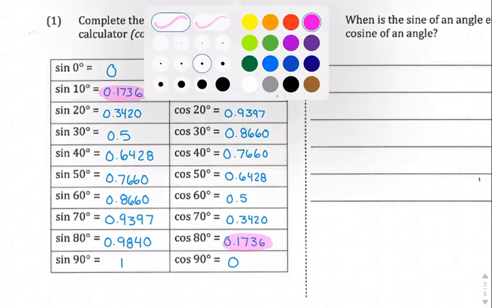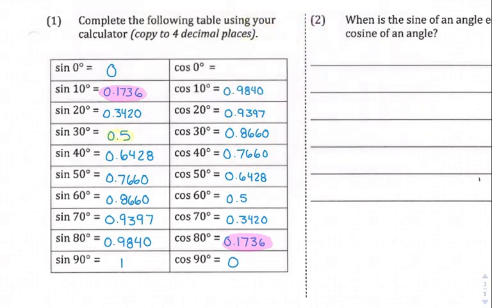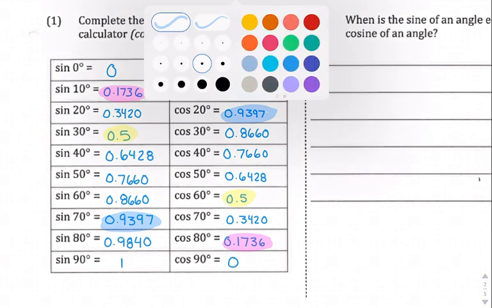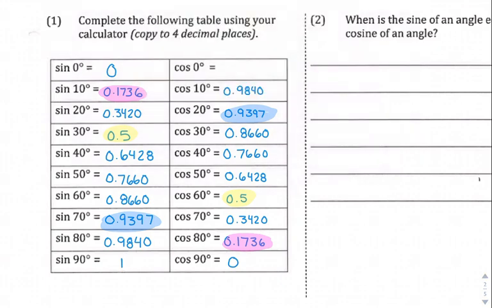Does this work for everything? Sine of 30 degrees is equal to the cosine of 60 degrees. Or we have sine 70 degrees is equal to the cosine of 20 degrees. I want you to take a look. Now, we know that the sine of 10 is equal to the cosine of 80, but what do you notice between 10 and 80? They have to add up to 90 degrees.